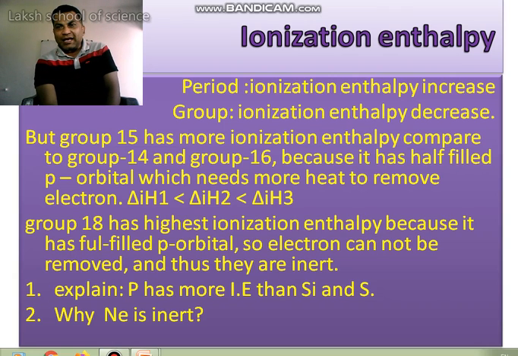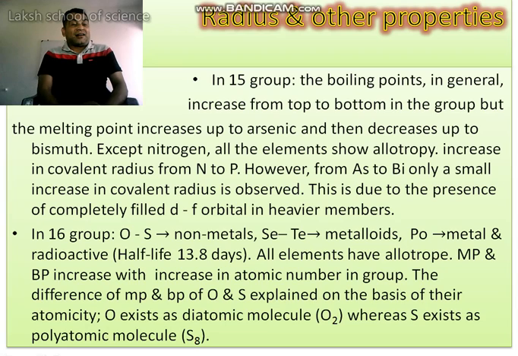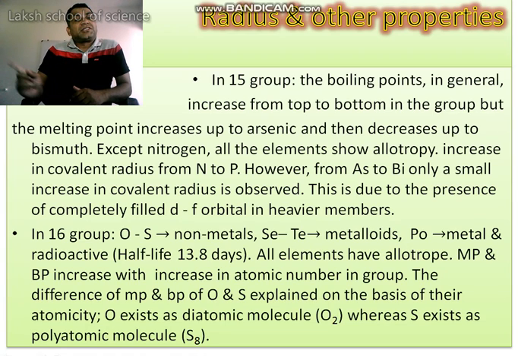Now explain yourself. Answer the first question: explain why P has more ionization enthalpy than Si and S. You have to write about group number 15. Why is N inert? You have to write about group number 18. So you understand the topic ionization enthalpy, and it is very interesting.